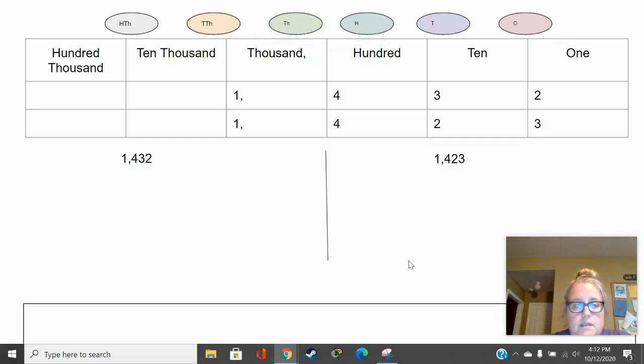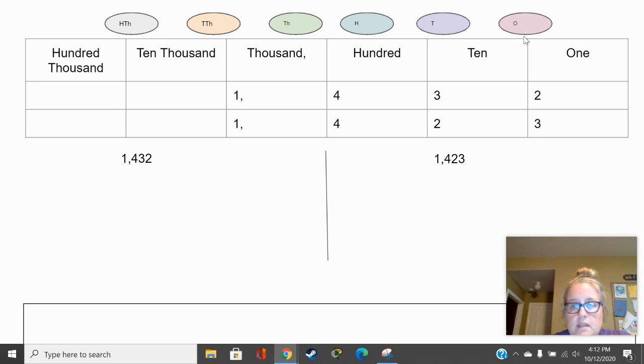Now you will notice that our place value discs no longer have the entire name written out because it takes a lot of time to write it out, which you could do, but you also can abbreviate. So if we were using 100,000, we're just going to say HTH. If it's 10,000, we're going to say TH. For 1,000, we're going to say TH. 100, we're going to say H. 10, we're going to say T. 1, we're going to say O.